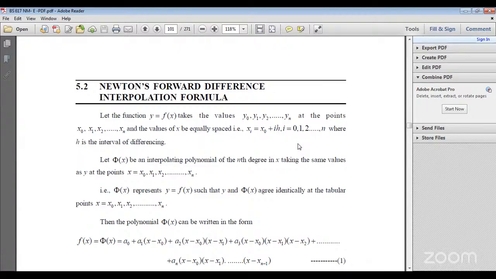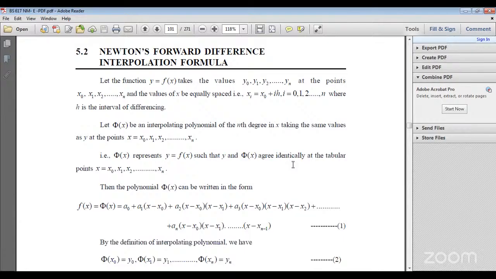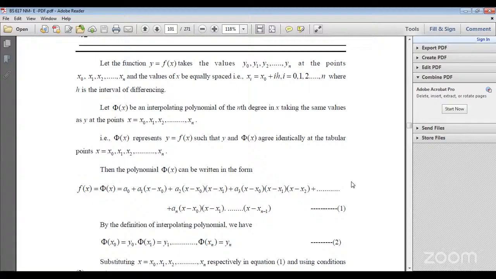Let phi of x be an interpolating polynomial of nth degree taking the same values as y at the points x0, x1, x2, and so on, xn. So let phi of x represent y equal to f of x, so that phi of x is identified at the terminal points x0, x1, x2, and so on, xn. Then the polynomial phi of x can be written in the form phi of x equal to a0 plus a1 times (x minus x0).